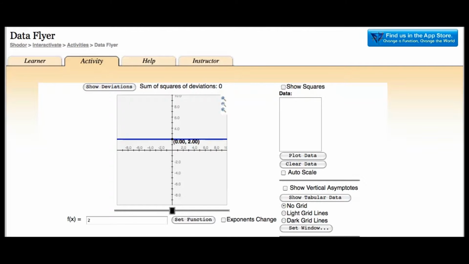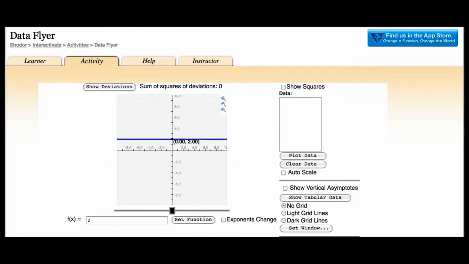Shordor is a website. This website that we're using is Shordor. It contains mathematical applets that can be used for multiple topics in math. The first thing that we'll look at is the function f(x) equals 2, which is also known as y equals 2. This will give you a horizontal line shown here in this graph, and it's passing through the point (0, 2), and it has no slope.